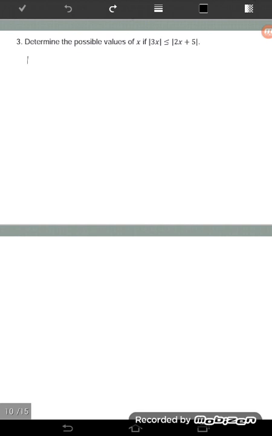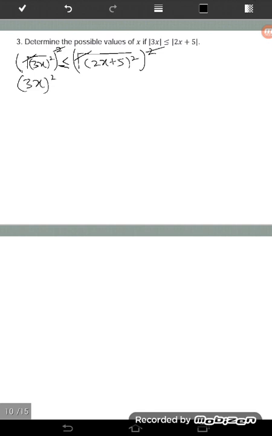So we have square root of 3x squared less than or equal to square root of 2x plus 5 squared. Next, taking square on both sides. Boleh je buat macam ni. Square root and square cancel, square root and square cancel. So you have 3x squared less than or equal to 2x plus 5 squared.